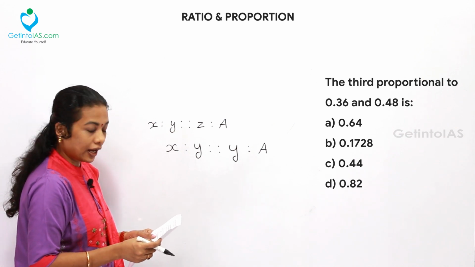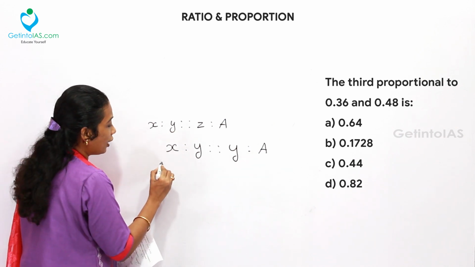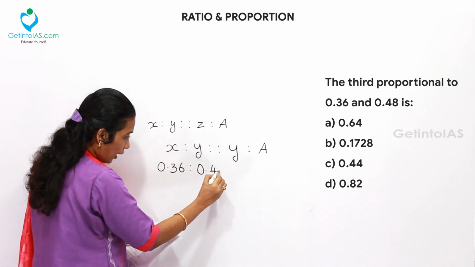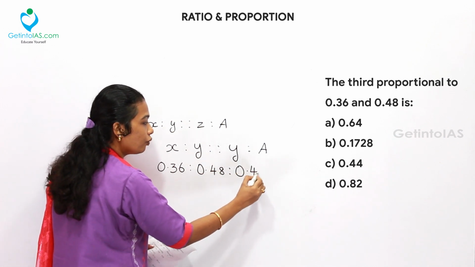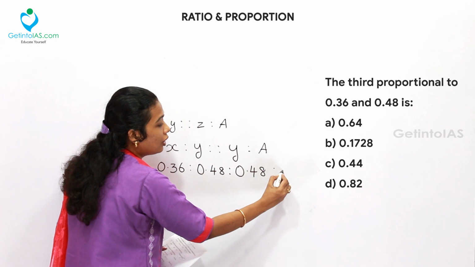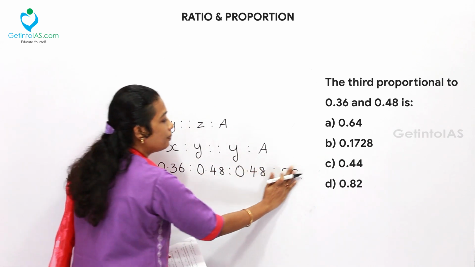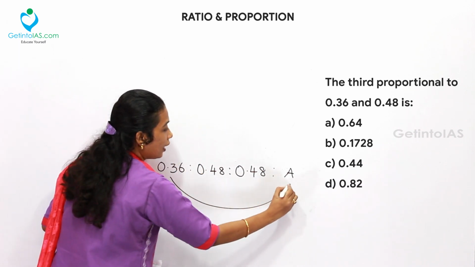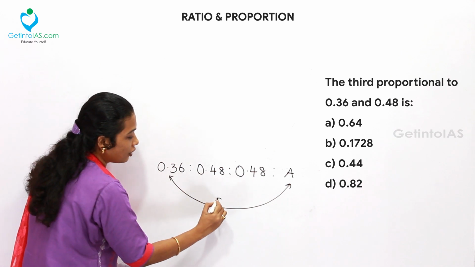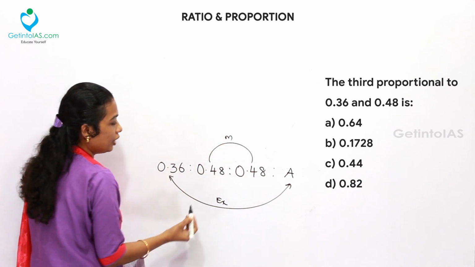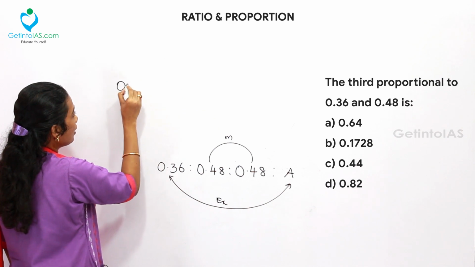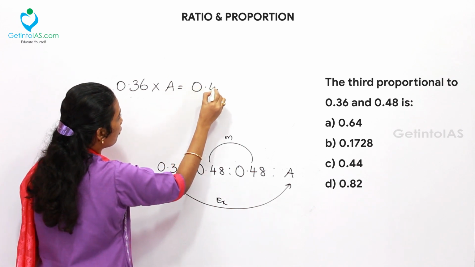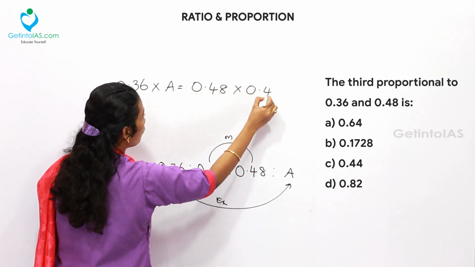Here 0.36 and 0.48 are given. So simply write down 0.36 as x and 0.48 as y. Again this 0.48 is given. The third proportional means you want to find the x, or you can simply take this as A. Find A now. A is equal to what? A and 0.36 are extremes and the middle part is known as means. So it can be rewritten as 0.36 into A, which is equal to 0.48 into 0.48.